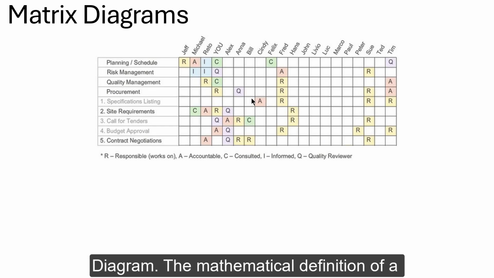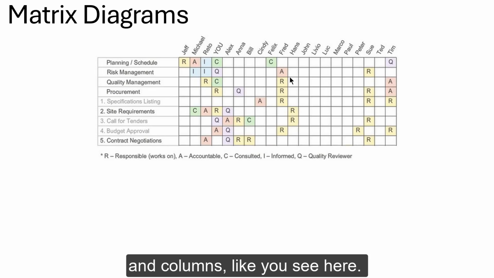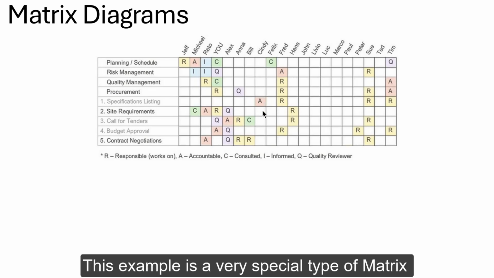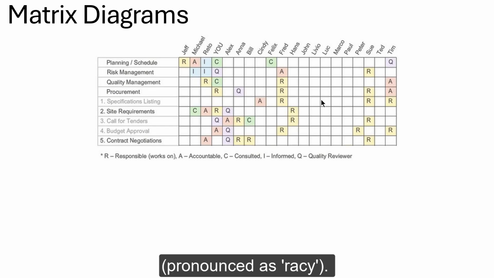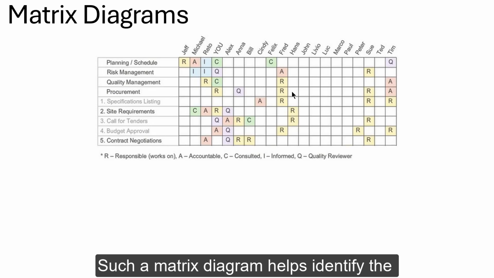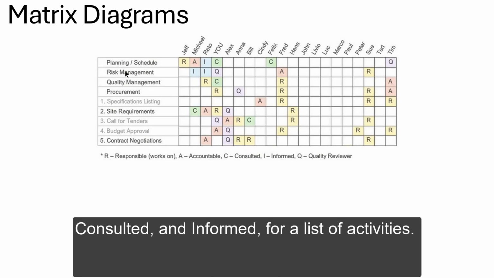The mathematical definition of a matrix is a rectangular array set out by rows and columns, like you see here. This example, in fact, is a very special type of matrix diagram called the RACI Matrix, pronounced as RACI Matrix. Such a matrix diagram helps identify the people who are responsible, accountable, consulted, and informed for a list of activities.